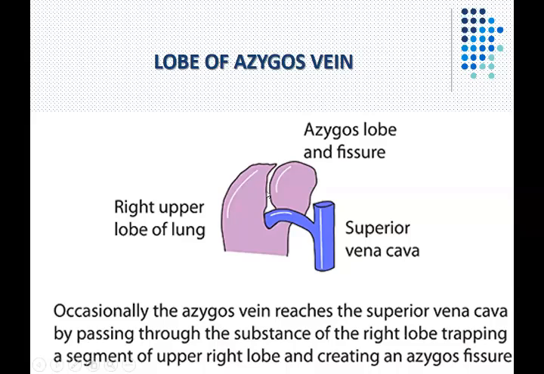This results in the azygous fissure बन जाता है, और ये जो lobe that has separated out from the upper right lobe of the lung, this is called azygous lobe. ये azygous fissure बना. This is an extra lobe.